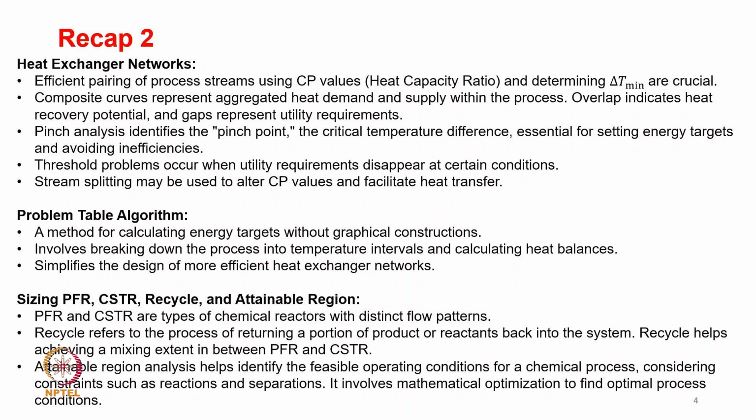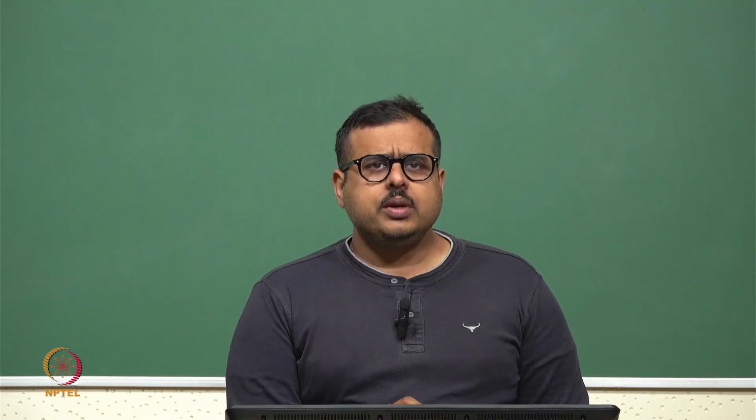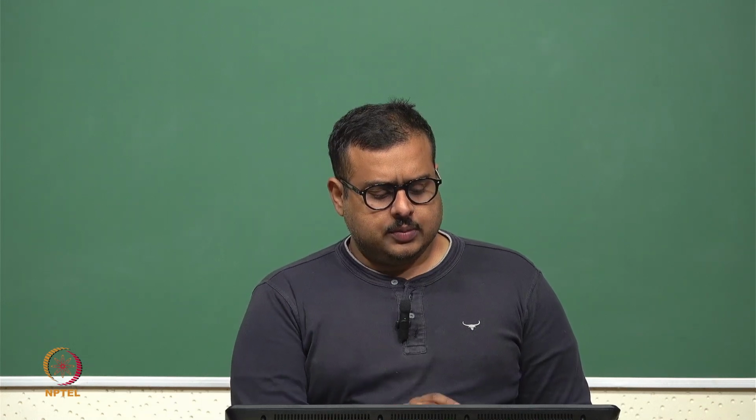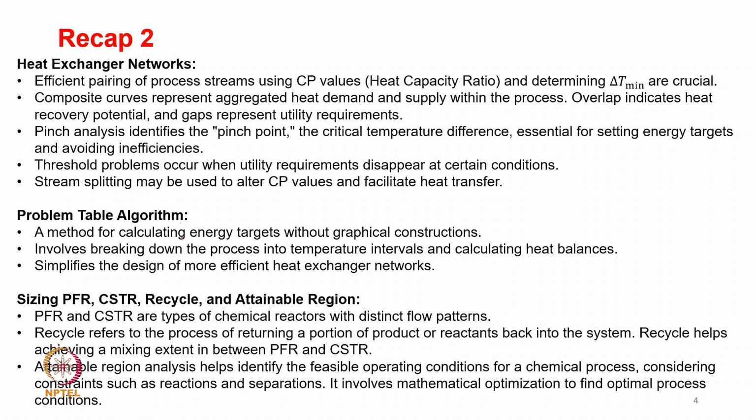So one standard way to do all of this is by looking at the profiles of hot fluid and the cold fluid, but it may not be easy to visualize them. So how to do it in a mathematical way? So an algorithmic way that helps you to find out, which is the problem table algorithm.